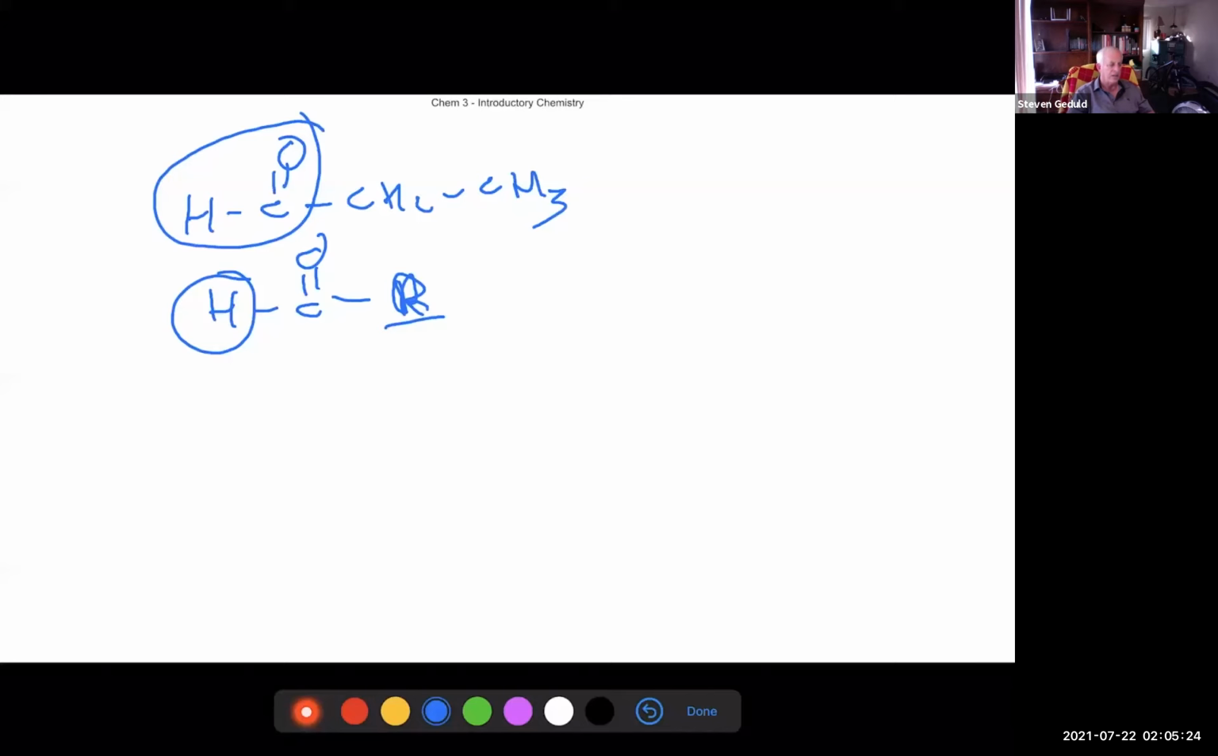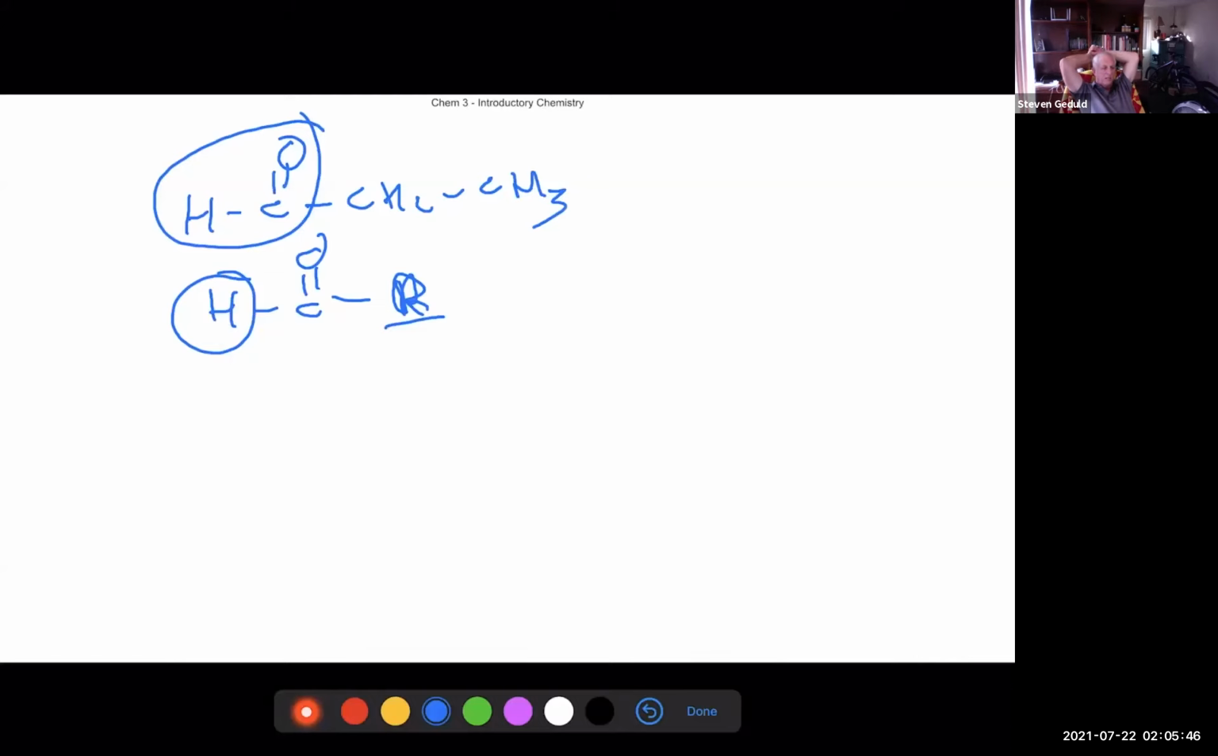Carboxylic acid, you got right, COOH at the end. And an ether has an oxygen in between two carbons. That's an ether. The top right is an ester, which you're right. It has a COO like a carboxylic acid, except the H is now an R group. So you have an R group, the COO, and another R group. That's an ester.